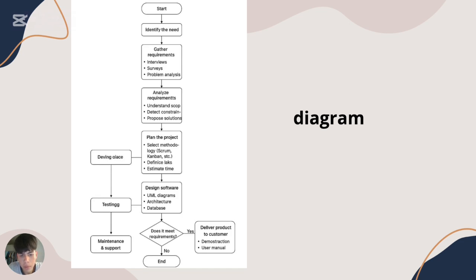7. Develop it and testing. After the design is ready, we go into develop it. This is where the coding happens. Once part of the system is developed, we move to testing. We perform unit tests, integration tests, and functional tests to make sure everything works correctly.